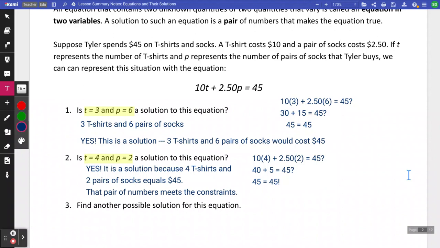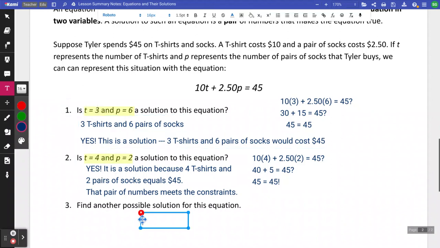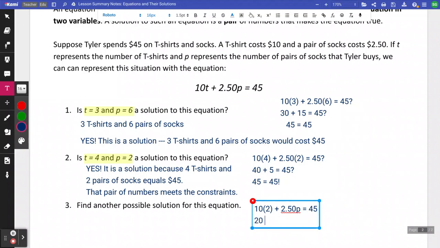Alrighty. Like I said, it might take some playing around with the numbers. If I'm looking at the ones we've already done, we've done 4 t-shirts, we've done 3 t-shirts. Let me try 2 t-shirts. The way I'm going to do it is I'm going to put 2 in for t-shirts and see if I can figure out what number p would have to be then. Now, I'm keeping in mind, since we're talking about number of t-shirts and number of socks, it wouldn't make sense if he had to buy like 3.2 pairs of socks.